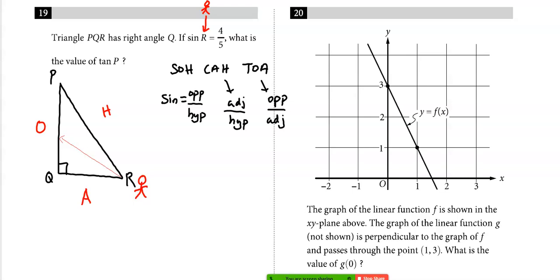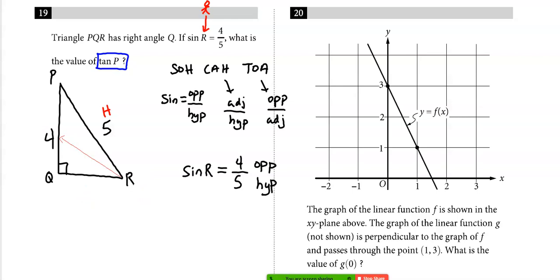So they give me a clue. They said the sine of R is 4 over 5. So I know that this opposite leg is 4, and I know this hypotenuse, this H, is 5. Then it says, what is the value of the tangent of P? So they switch gears on me. They're like, what's tangent of P? So now the game changes.